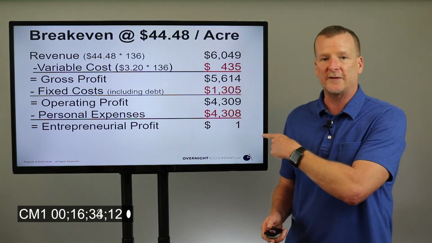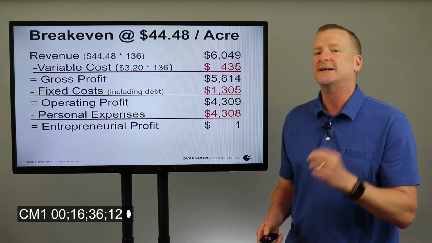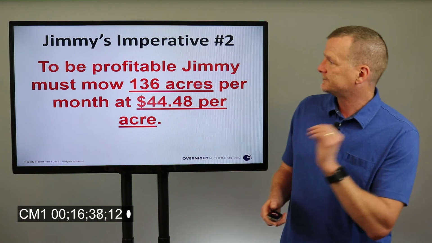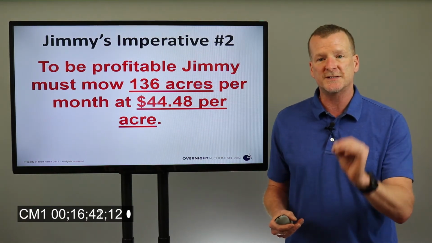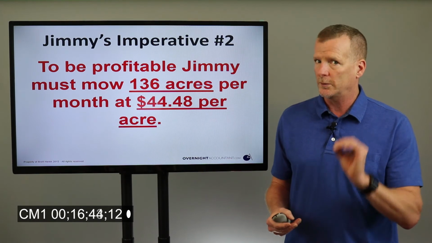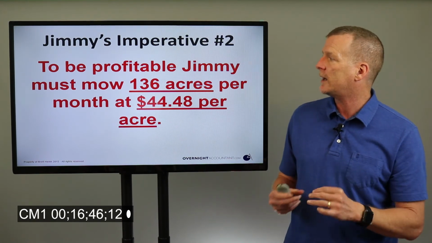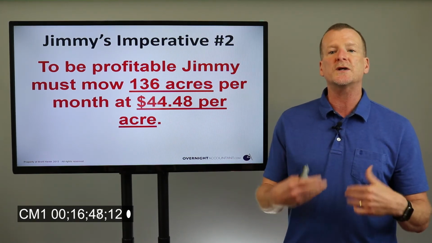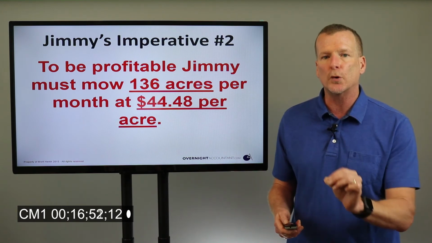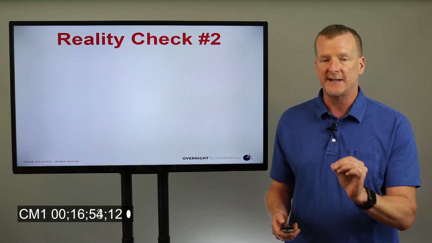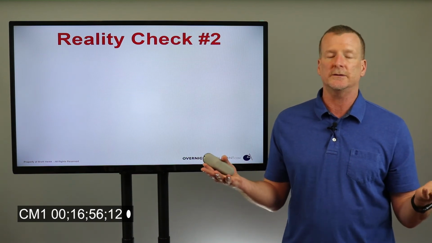See, the $1 there is a little closer to 9 on the last one, all rounding. Okay, now to be profitable, this is business imperative number 2. This is his second business imperative because we're working towards what reality is for Jimmy. To be profitable, Jimmy must mow 136 acres per month at $44.48 per acre. That's his new imperative. Now, here's reality check number 2.